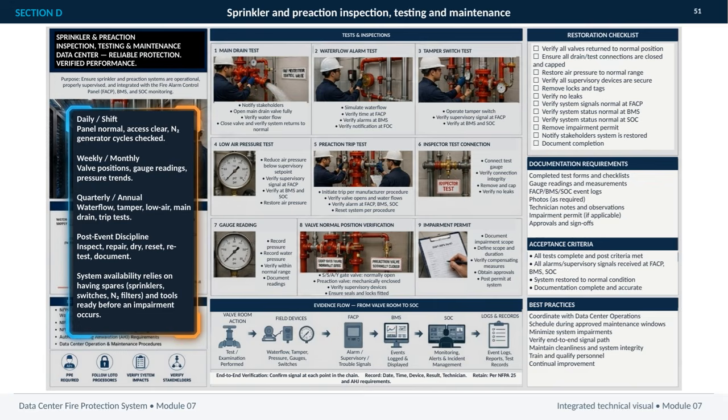After any event or impairment, the system must be inspected, repaired, reset, and retested. Restoration is complete only when valves, drains, air pressure, supervisory devices, alarms, and monitoring systems all return to normal. Records should include readings, event logs, forms, photos when required, permits, approvals, and technician observations. Finally, coordinate with data center operations, use approved maintenance windows, maintain spares and tools, and continually improve the process.